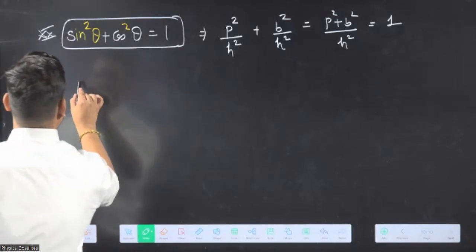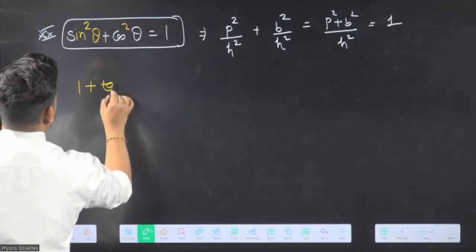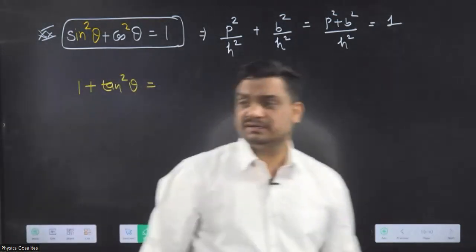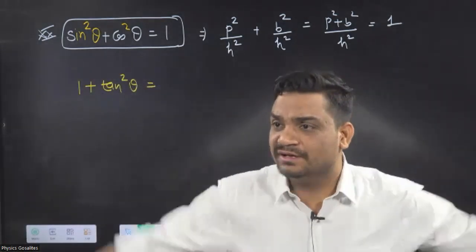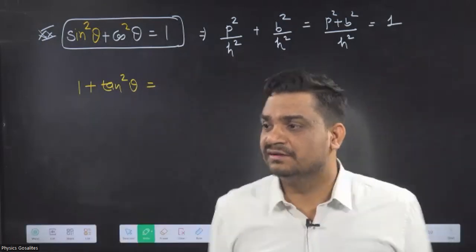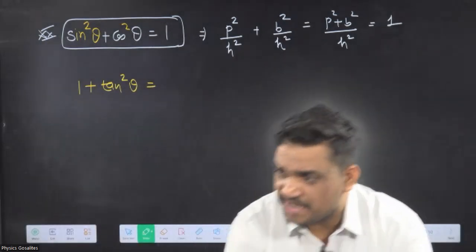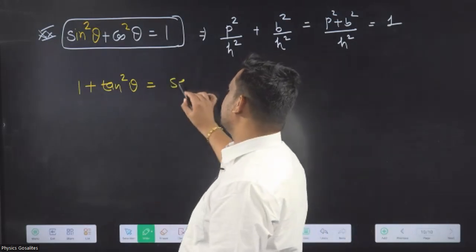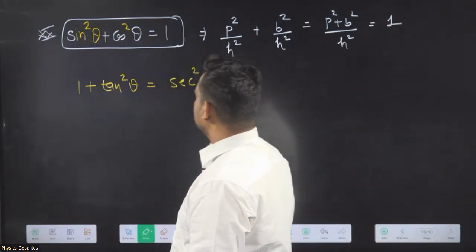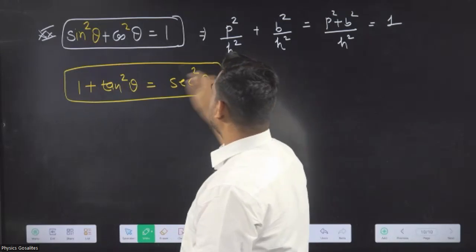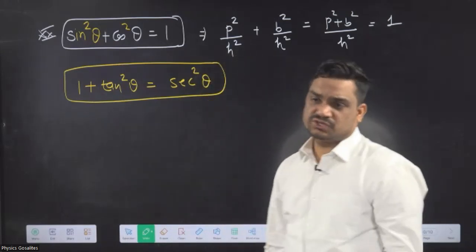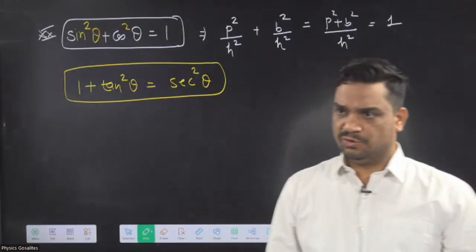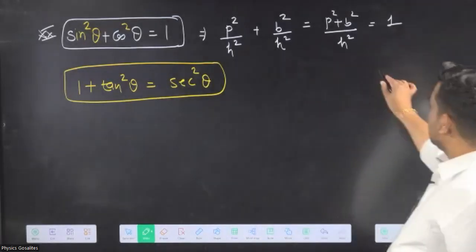Can you tell me what 1 plus tan square theta is? Any one, 1 plus tan square theta is what? Tell me fast, if you remember. 1 plus tan square theta is sec square theta. Yes, very, very good. Those who remembered, and those who didn't remember, they will remember now. 1 plus tan square theta is sec square theta.